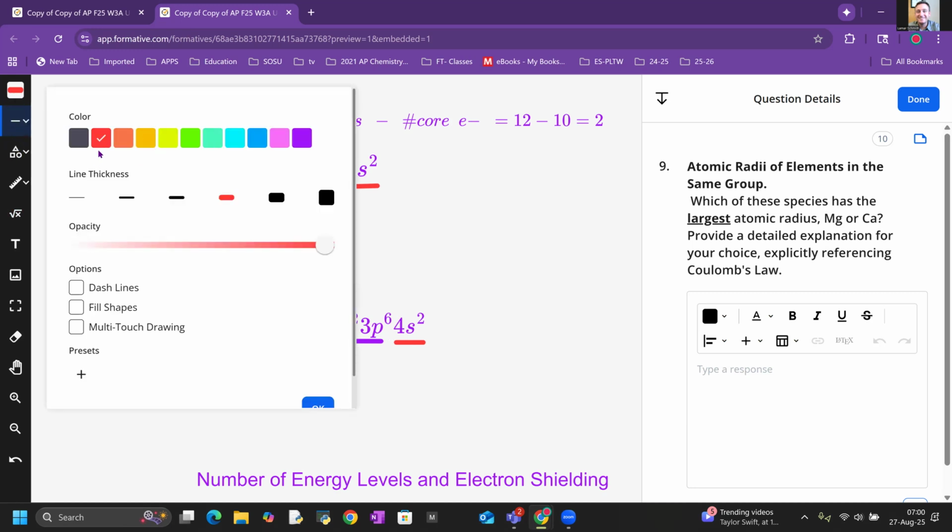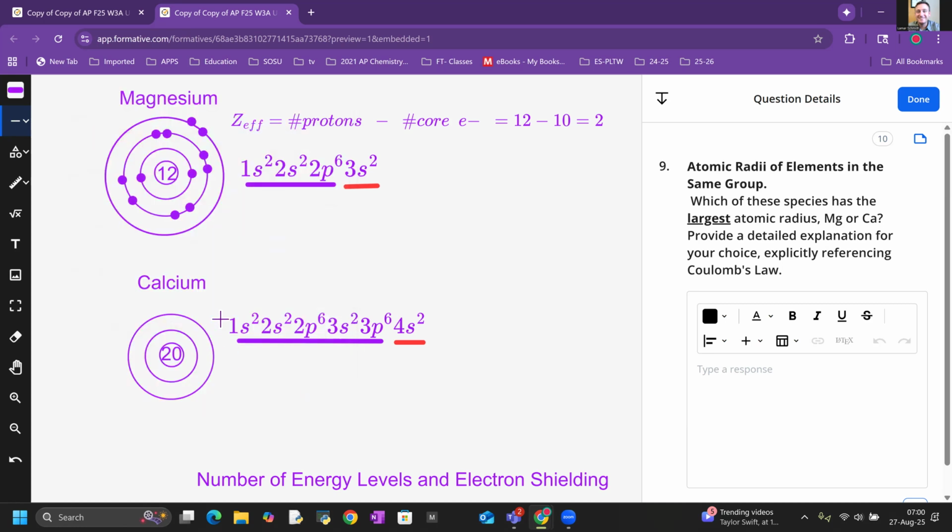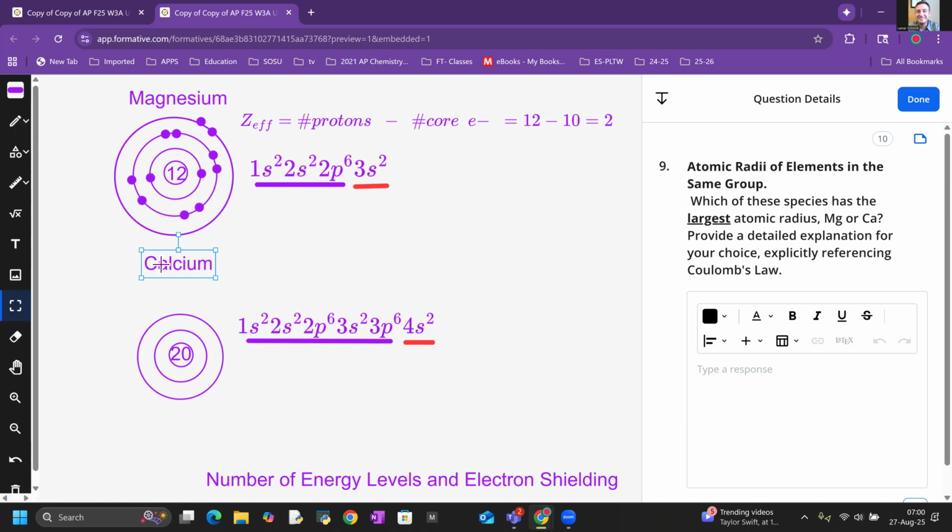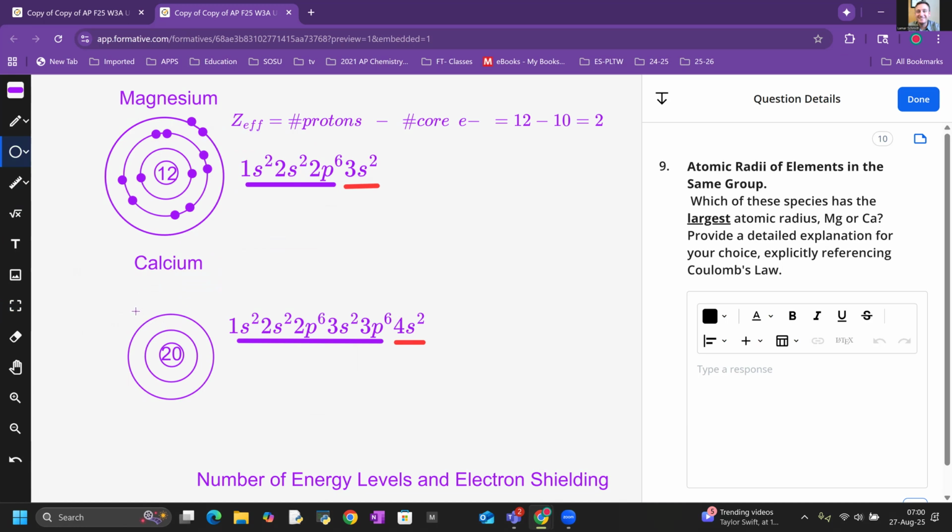And so what we're going to need to do then is show the Bohr model with magnesium, or excuse me, with calcium having more energy levels. And so we're going to show this circle, and we're going to put this on here, and that's 1, 2, 3, and then 4.